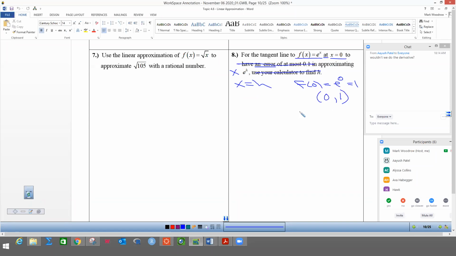And now we have to find the slope of this function. So the slope of e to the x is e to the x. So I need to find my slope when x is 0. So f prime of 0 equals e to the 0, which is also 1. So this is my slope. So my tangent line is y minus 1 equals 1 times x minus 0. I want to find the approximation when x is h. So all I need to do is plug in h.